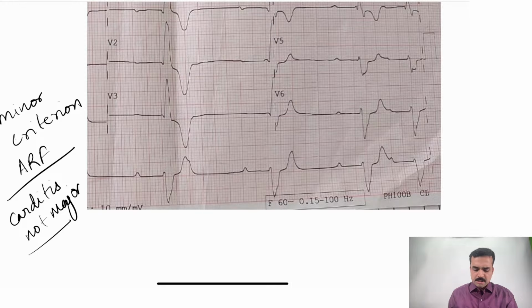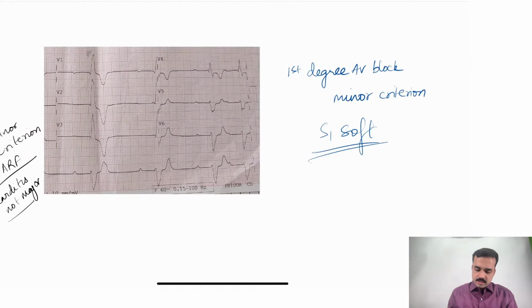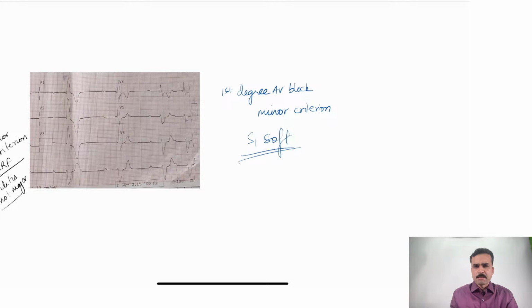So this is nothing but first degree AV block. Remember, PR interval being prolonged should be first degree AV block. One of the clinical manifestations you will see is S1 being soft. Because as the AV node refractoriness increases, the PR interval increases, the closure of the mitral valve gets delayed, and that is why the S1 becomes softer. So a soft S1 is a clinical manifestation of prolonged PR interval, which is first degree AV block.